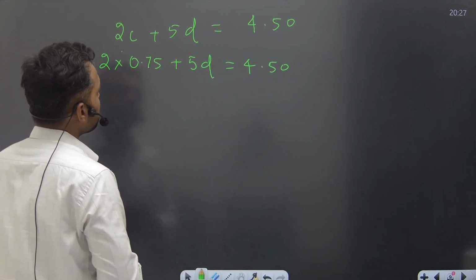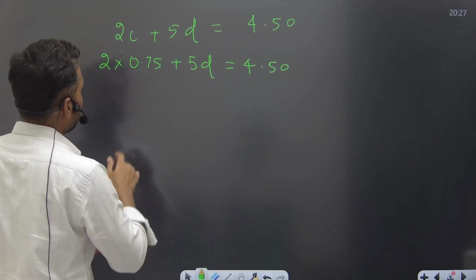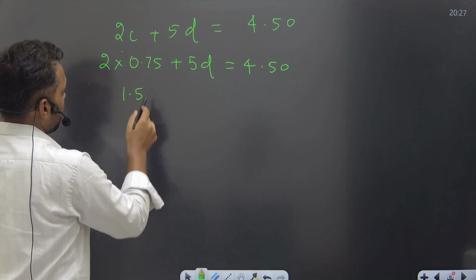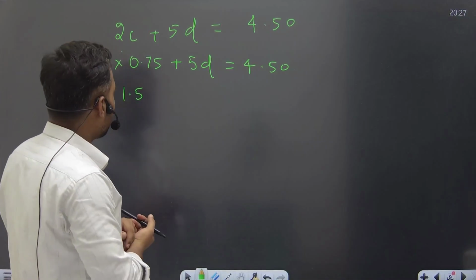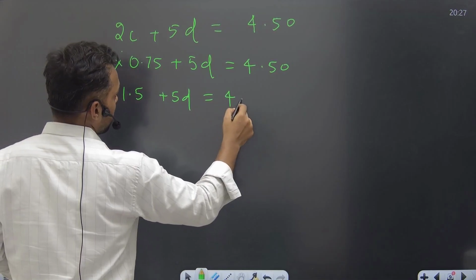Okay, so for this we need to multiply it. So you will get 1.5. If you want to use a calculator, you can use the calculator here as well. Plus 5d is equal to 4.50.